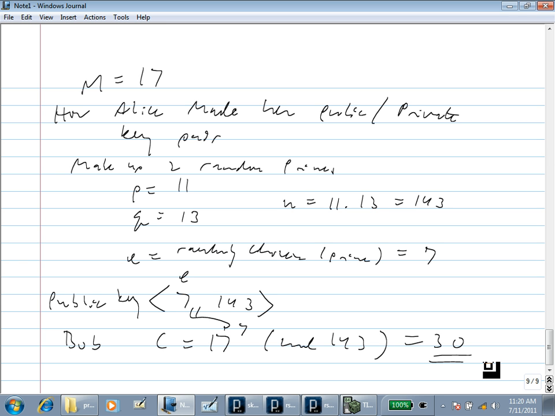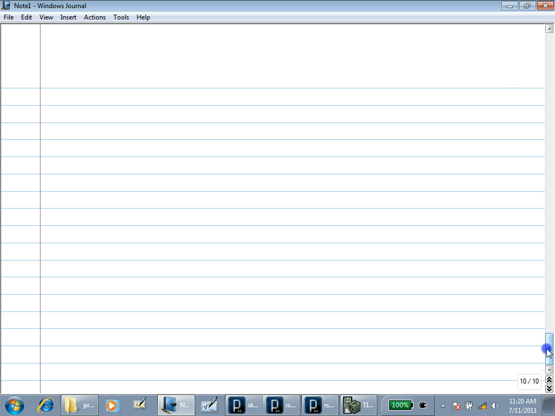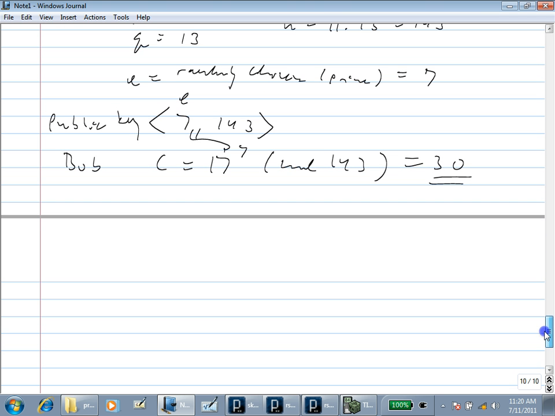Well, the question is, how is that safe? Well, it's going to come with how she encrypts it. When you see how she encrypts it, it will also explain why this is safe.